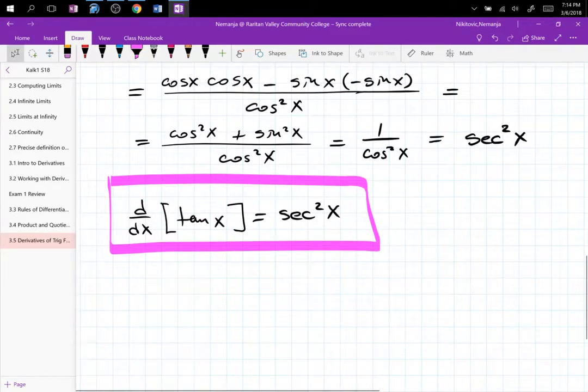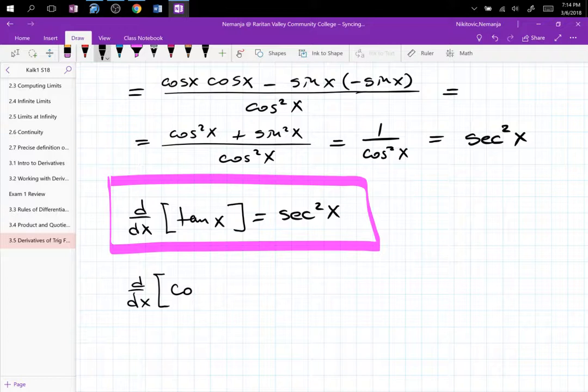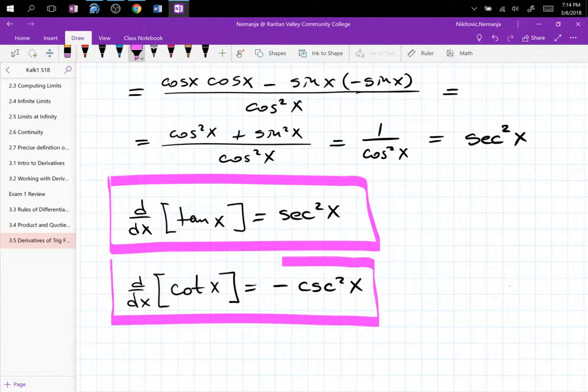What are you going to practice at home? The derivative of cotangent x you're going to practice at home. And you will get negative cosecant squared x. You better get that, because that's what you're supposed to get. So we only prove sine and cosine derivatives using the limit definition, and then the rest we use trig identities to quickly solve these things.